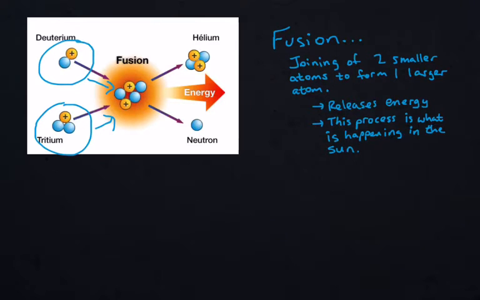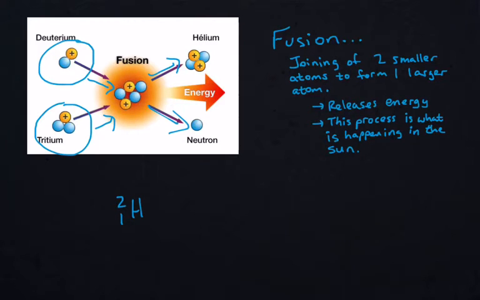So we take, those are 2 isotopes of hydrogen. The little plus sign is a proton. So there's 1 proton in deuterium, another proton in tritium, and fusion occurs to produce something that has 2 protons, along with a little neutron that's extra. So what does this look like in equation form?